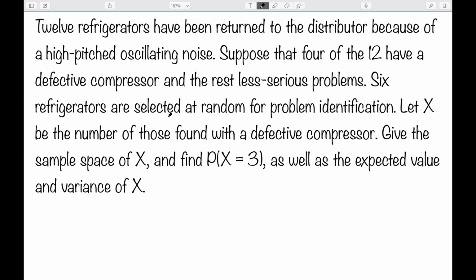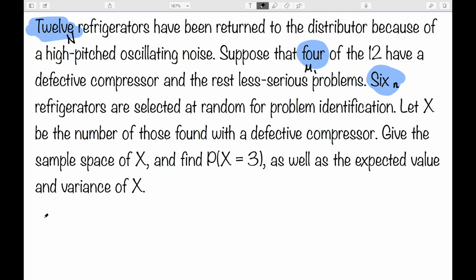So let's start by going through our problem. We have a total of 12 refrigerators. So this is the total size of our population, capital N. We know that 4 of the 12 have a defective compressor. So this is our value for m1. And the rest have less serious problems. 6 of the refrigerators are selected at random for problem identification. So that tells us our size of little n.